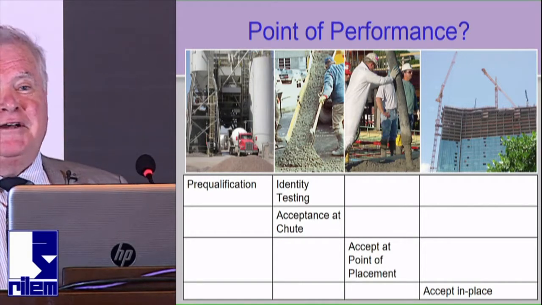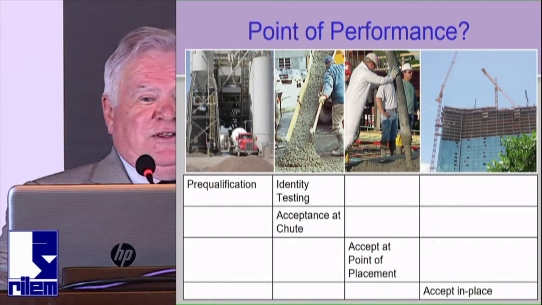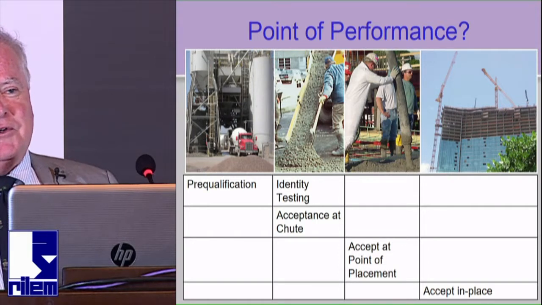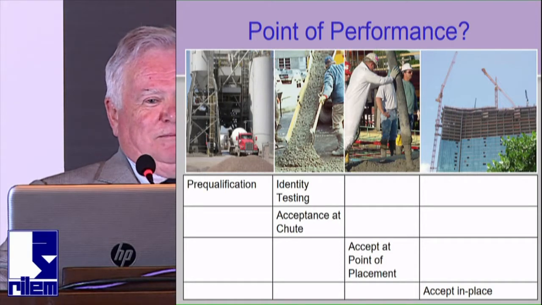And if it's really bad, you tear it out. But if you exceed the requirements consistently, you get a bonus. When this first came out, contractors thought it was the worst thing that ever happened to them. Within a year, almost every contractor was getting a bonus.